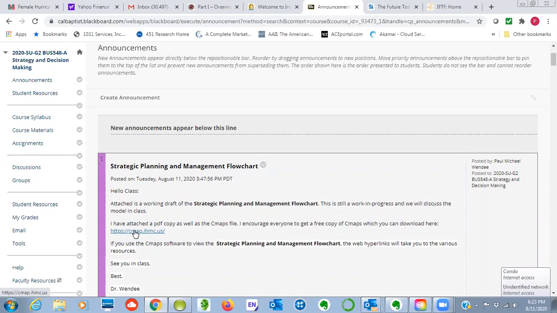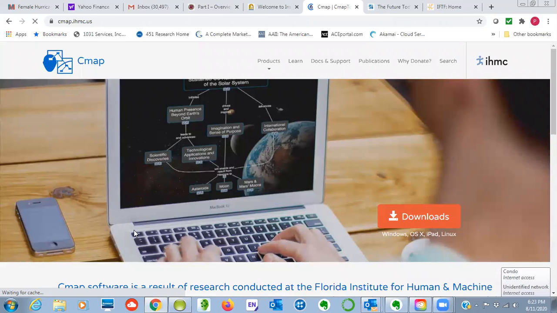It was created by an academic institution in Florida that was working with one or more universities, and they created the CMAP software to give people a really valuable tool in terms of concept maps, and to encourage people to help them with ideas and things.